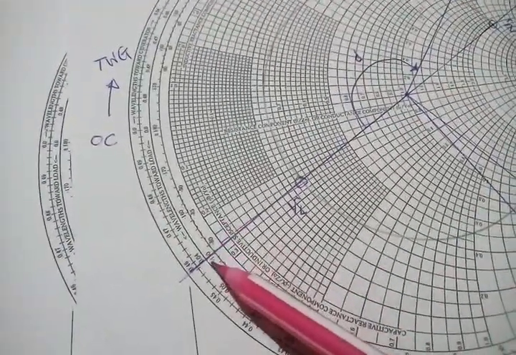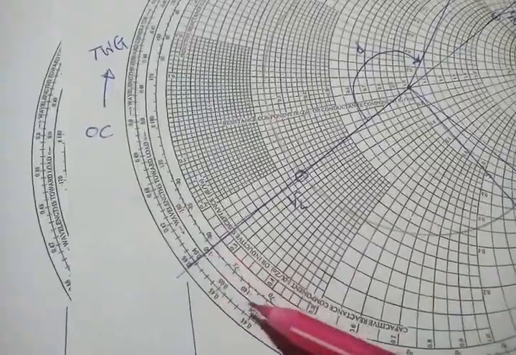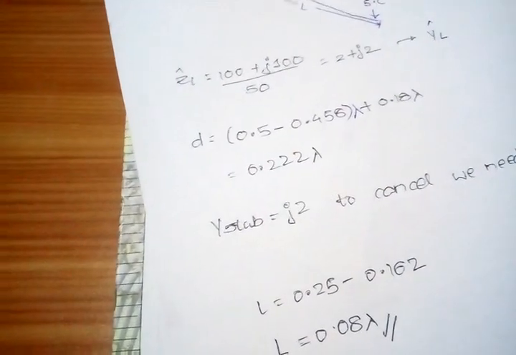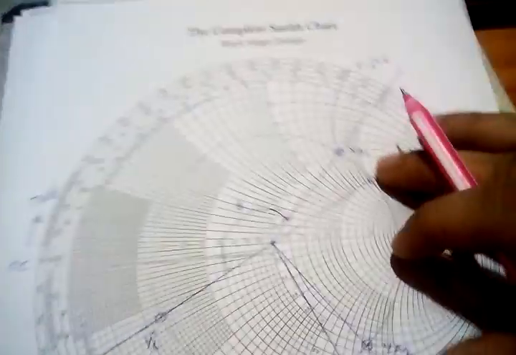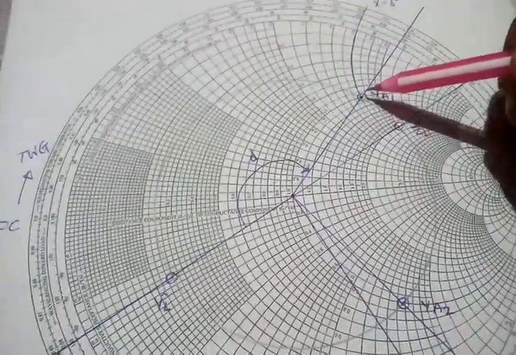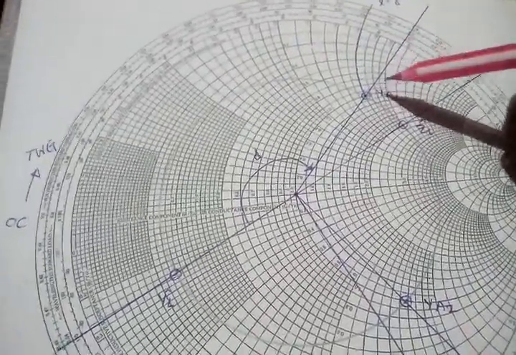0.5 minus 0.5458 plus 0.18 lambda. Just don't get confused, people. Just put lambda outside. So what I get is 0.22 lambda. Now this is the place at which I need to have a stub.